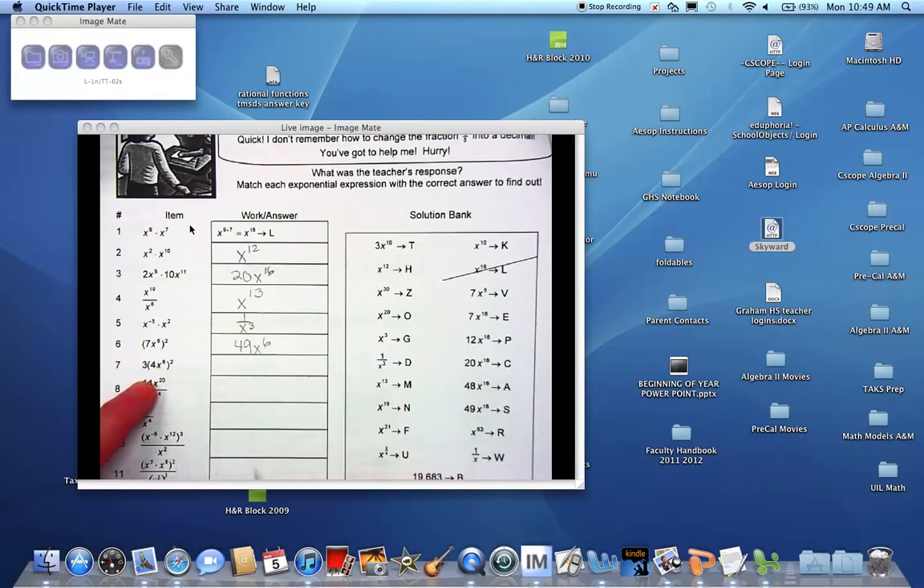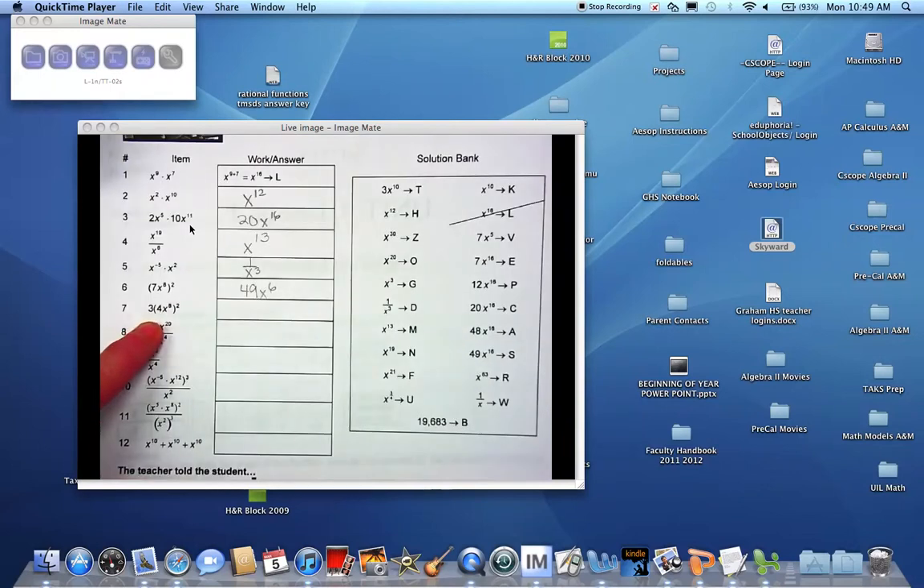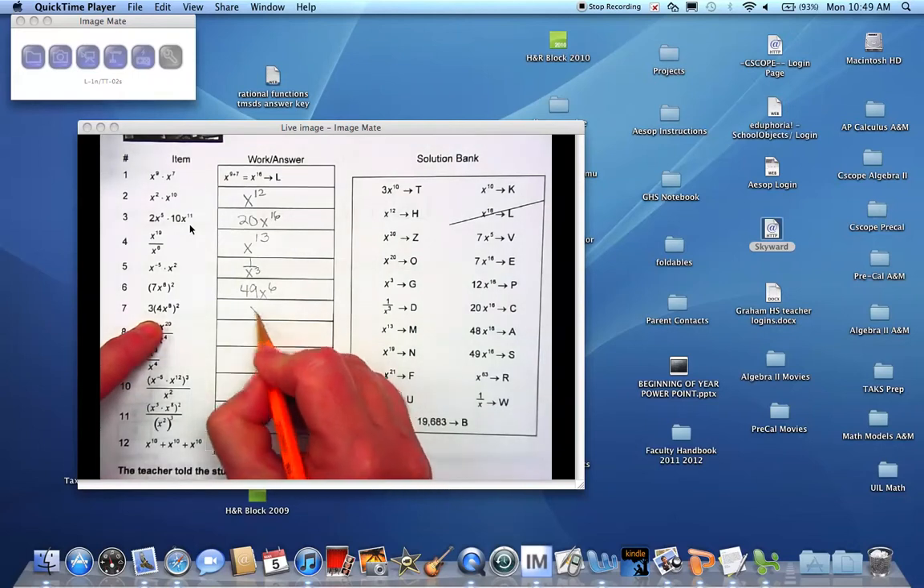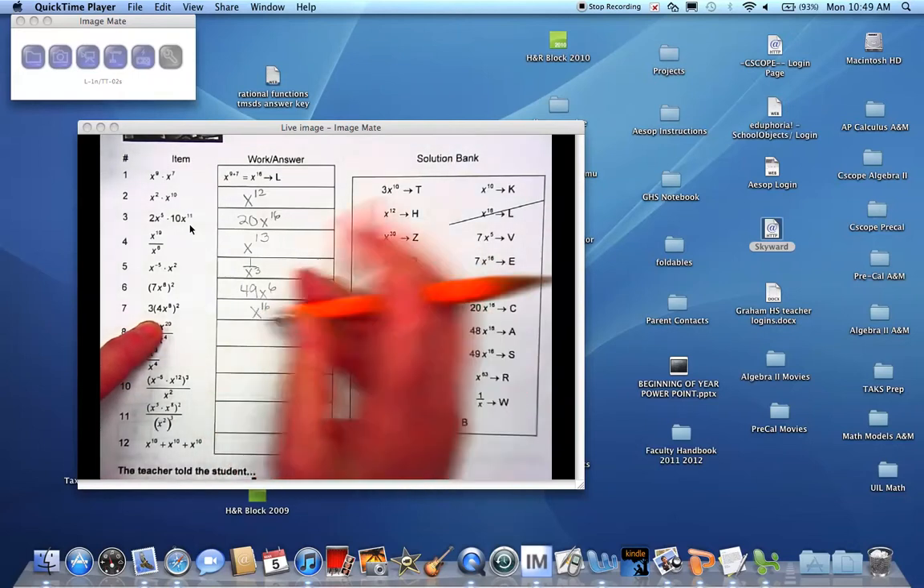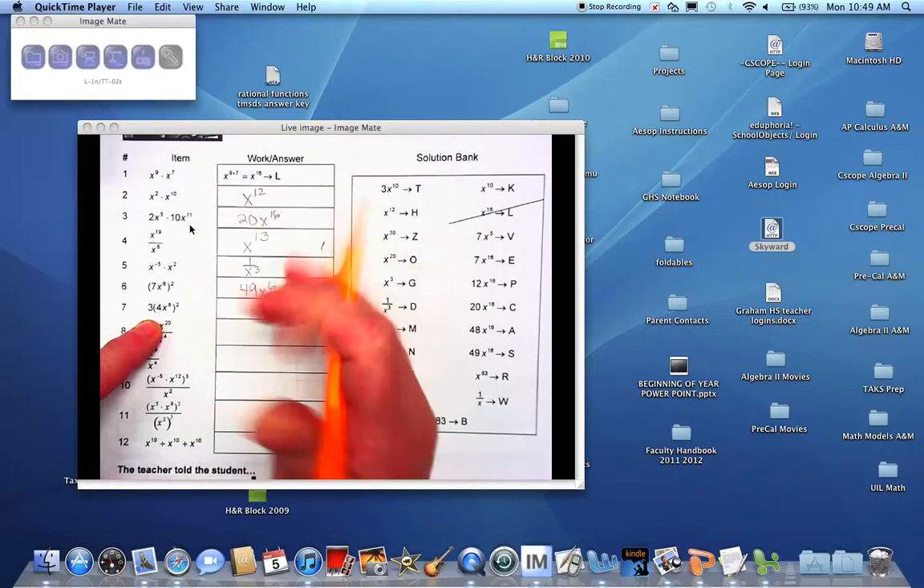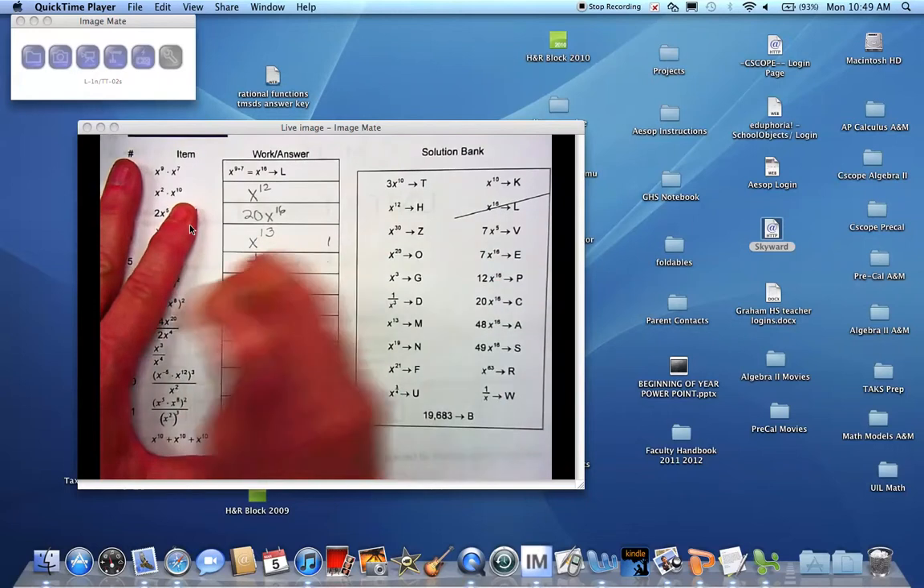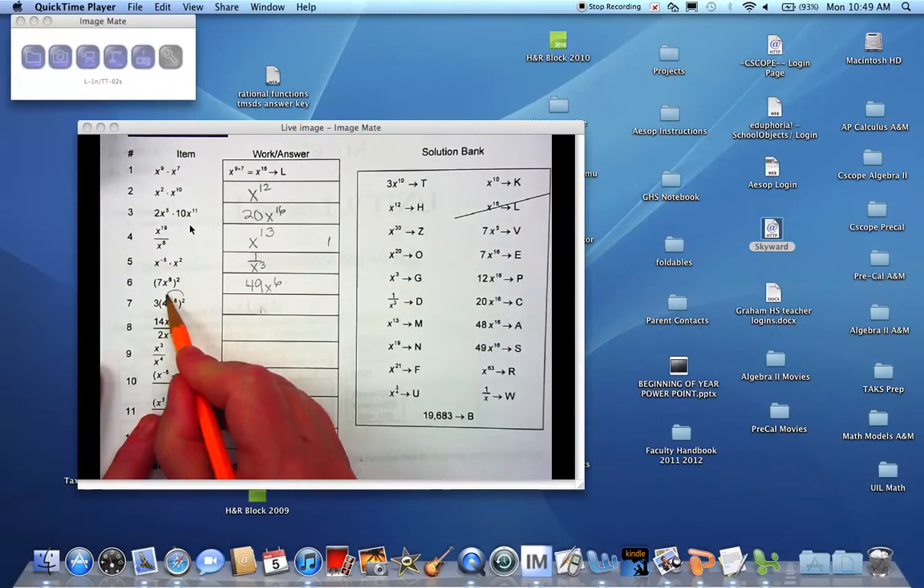And number 7 was kind of hard. Did you get it, Vanessa? 12x to the 16th. Okay, you're close. The x to the 16th is right, but you're getting there. Here, let me show you. You're going to distribute the 2, right? To everything that's in the parentheses.